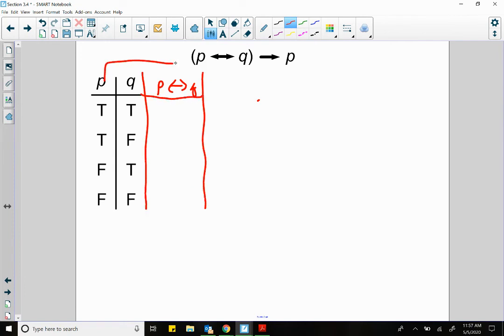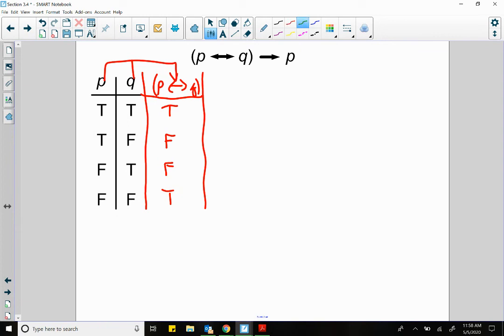So we're going to use these two columns to help us answer. And again, because it's a biconditional, you don't have to worry about antecedent and consequent. We just want to know what is the truth value. And again, remember, biconditionals are only true if both of them have the same truth value. So true, true is true. True, false is false. False, true is false. False, false is true. There's your biconditional. And that completes the parenthesis.